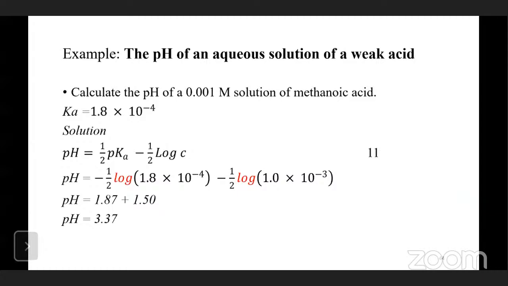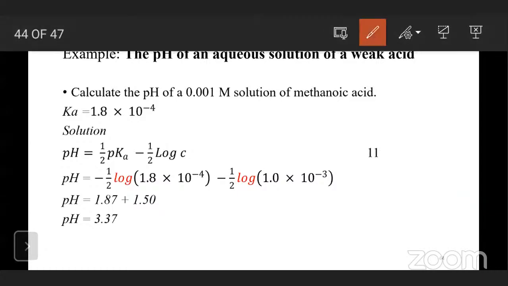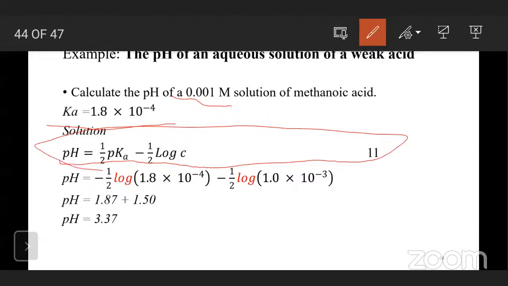Let's look at an example under that. So under here, you are asked to calculate the pH of a 0.001 molar solution of methanoic acid. You are given the Ka of this acid. When you've been provided with this, the first thing you do is you know the correct equation you want to use, and that is equation 11. That is the equation for calculating the pH of an aqueous solution of a weak acid.